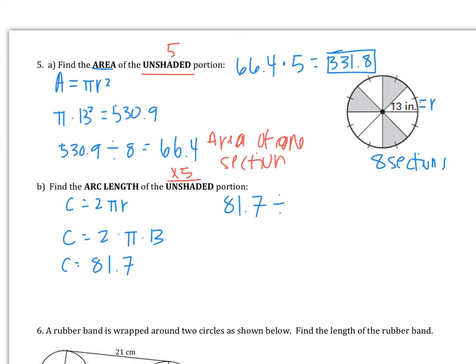Let's write that again. Okay. And then I'm going to times by 5 for how many unshaded sections there are. So divided by 8 times 5. We can round that to 51.1. All right. So I'm going to leave it like that.